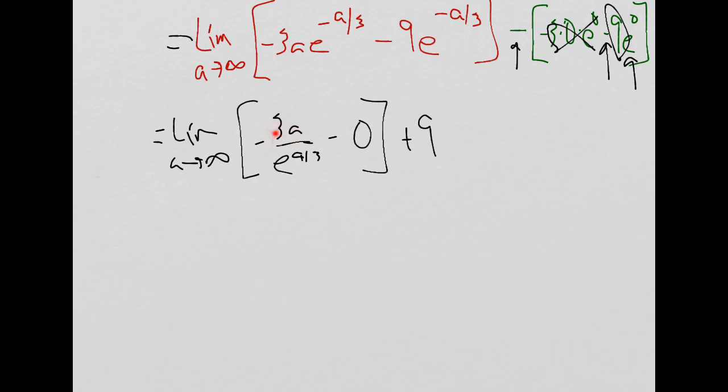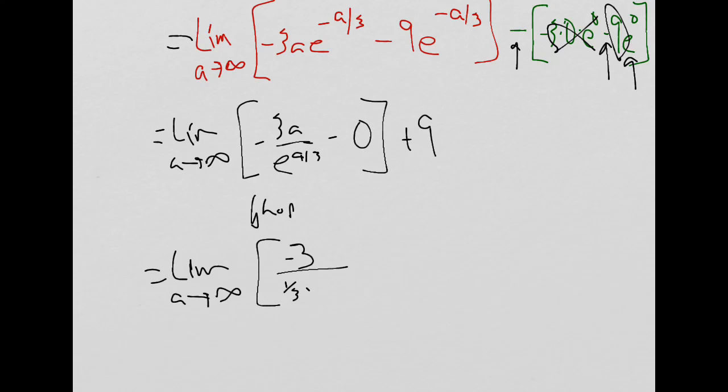So in order to do that, I need to differentiate the top and differentiate the bottom. I could write L'H to indicate what I'm doing. So this equals the limit as a approaches infinity. The top differentiates to 3 with a negative out front. And the bottom differentiates to 1 over 3 times e to the a over 3. And then I'm going to close bracket and then write plus 9. Now, this thing is now actually evaluatable.